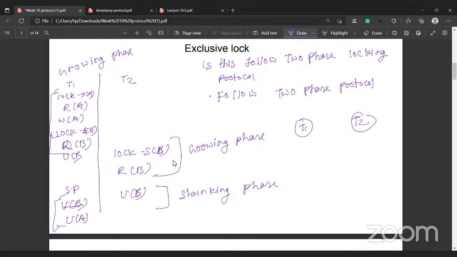You can see that there is a conflicting instruction between T1 and T2. So there is no cycle. You can tell this is conflict serializable. Okay. Now we'll see another example.